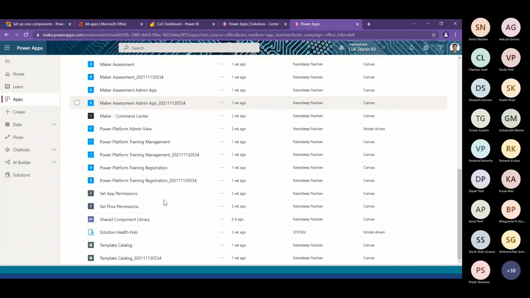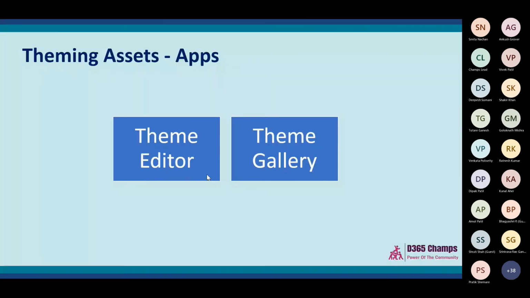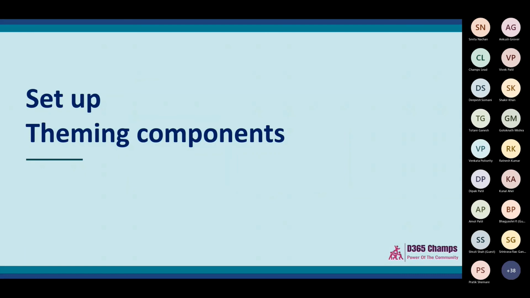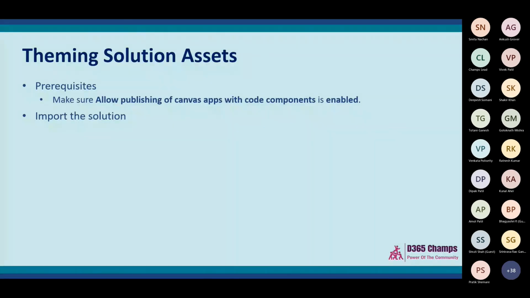Probably I might have not installed it here. Okay, but at least simply put, this theming component will help you to create those themes which you will be able to use consistently in all of the apps that you have inside your organization. And then once you do that, let's see how we can set up those theming components. Same thing, we should have these prerequisites, which is to allow publishing of canvas apps with code components enabled inside of your organization. Once we do that, import the solution, and then we'll be able to see all of those.